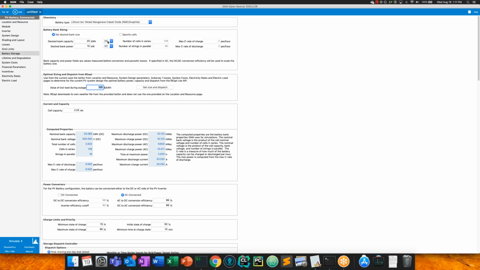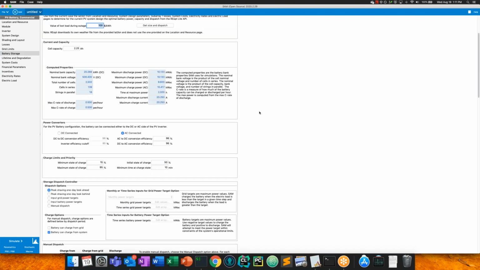You'll note that we have two ways to size the battery. The default is to use DC sizes, since batteries are sources of DC electricity. But if you're modeling an AC connected battery, the DC to AC conversion efficiency will be used to scale the battery size. So we'll get to this optimal sizing and dispatch from REopt in a later section. Next, we'll move on to power converters.